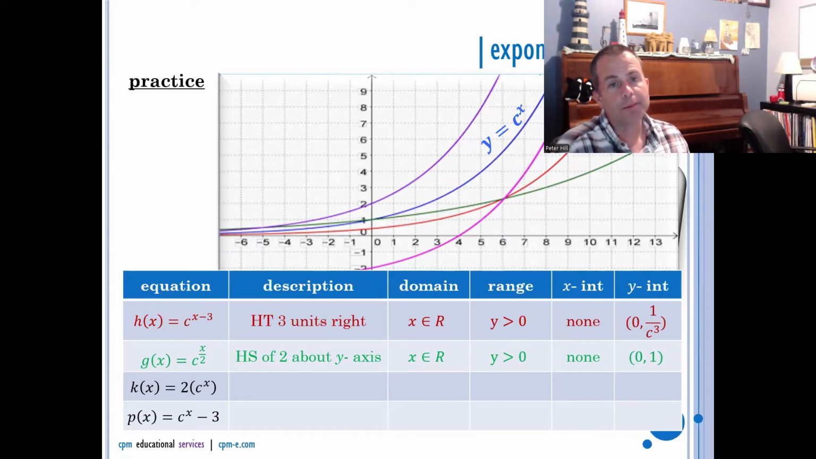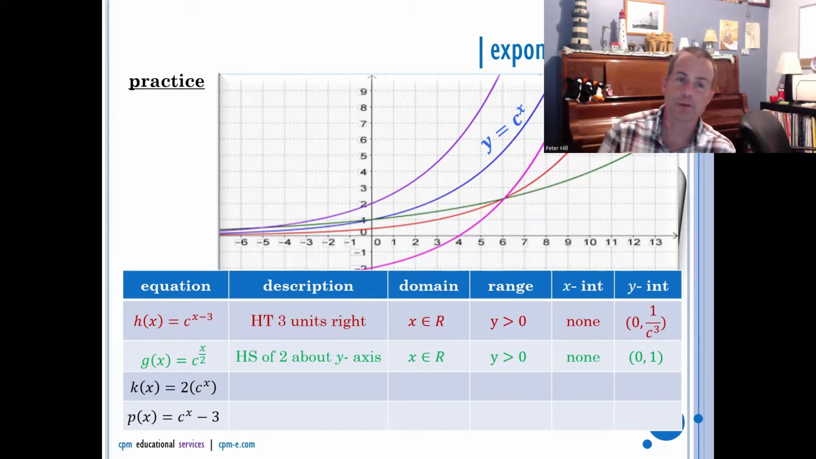Now, it is at this point where I'm going to stop and just reiterate the importance of clear communication. I've said it already in this video, but I will say it again. Don't write HS. It needs to say horizontal stretch, and then it should say by a factor of 2 about the x or about the y-axis.